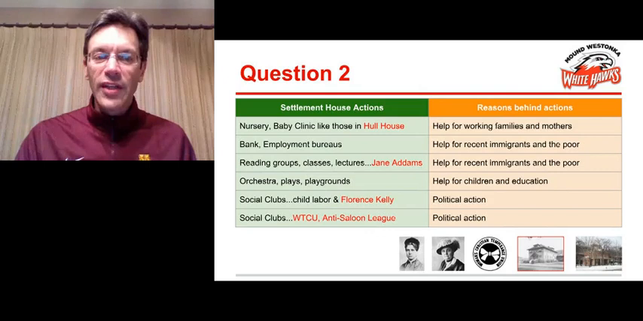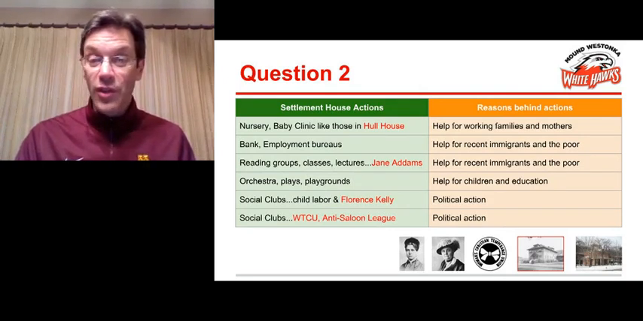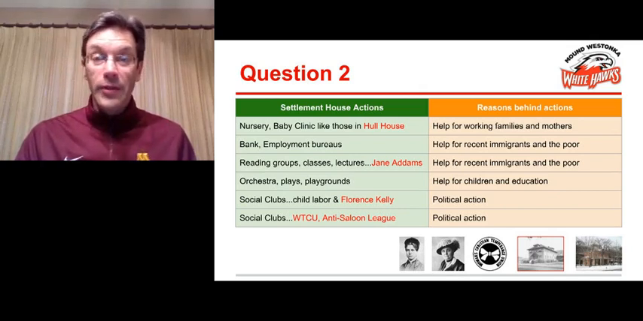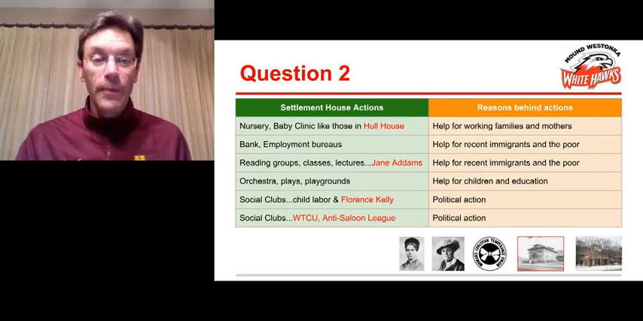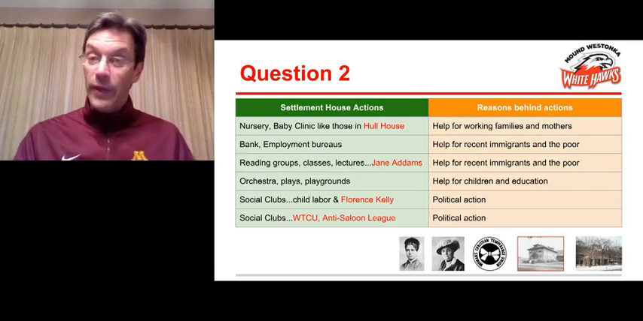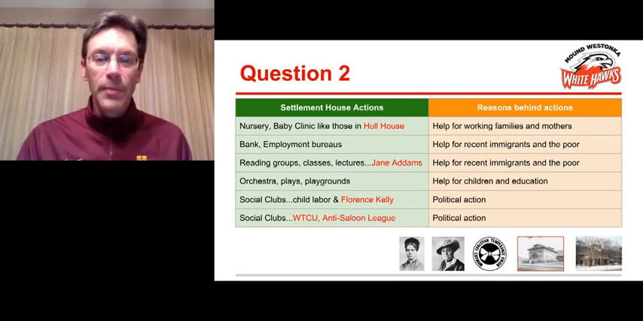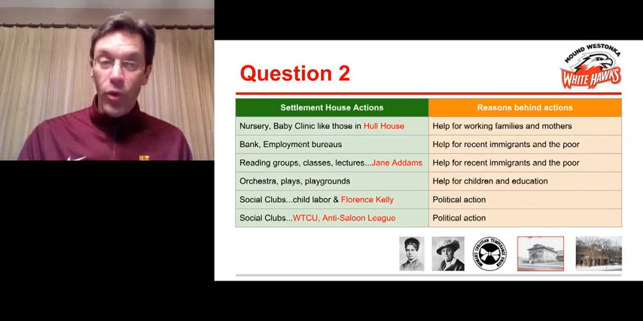So they're offering things like nurseries and baby clinics, like those you found in the Hull House, which is located right down here. I have a picture of the Hull House, offering help for working families, the working poor, and also for mothers. A baby clinic for basic health care, and a nursery to take care of kids while mom is at work. And at this point, that's falling primarily on the mothers. Banks and employment bureaus were often found in these settlement houses, like this one from Minneapolis. The building is still standing. It's now an apartment building. Help for recent immigrants and the poor.